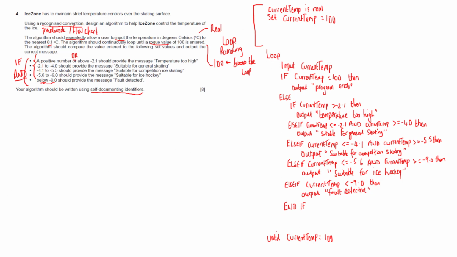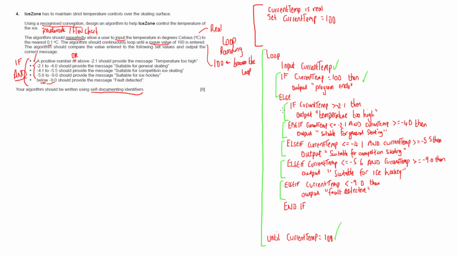Now, what we'll do is check to see that we've got all of the 8 marks. So 1 mark is going to come from the input of the current temperature. You get 1 mark for the loop. There we are. You get 1 mark for the rogue condition. That's 1 mark for that. 1 mark for that. 3, 4, 5, 6, 7, 8 marks in total.